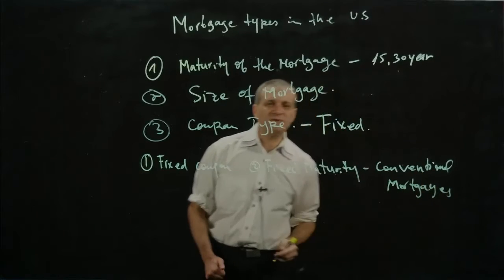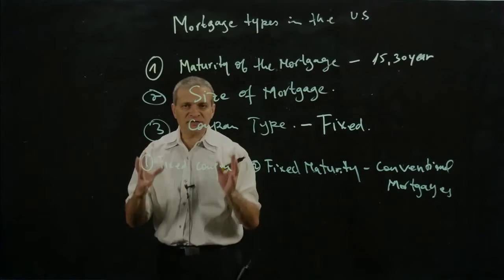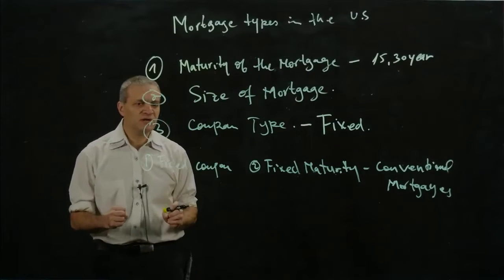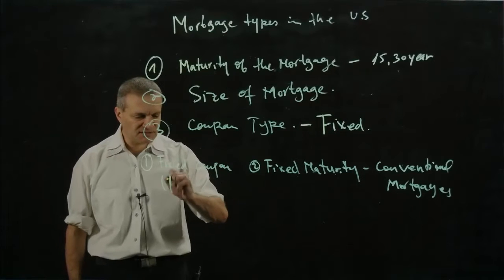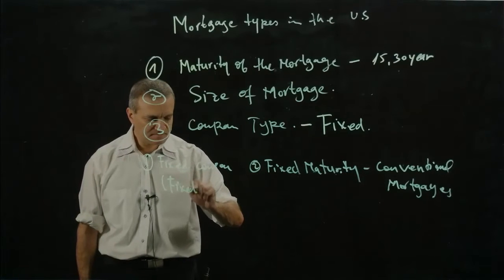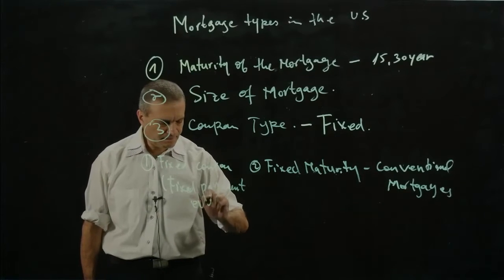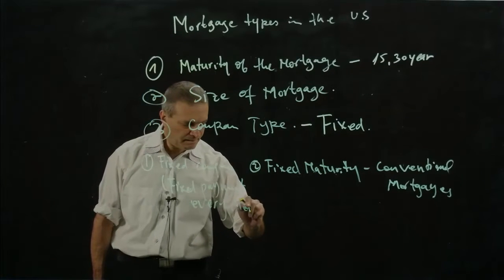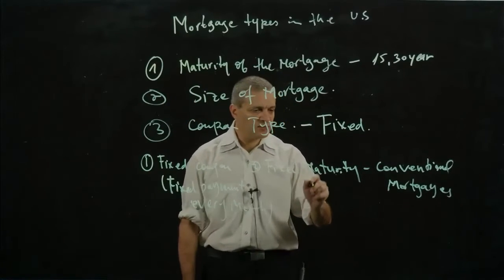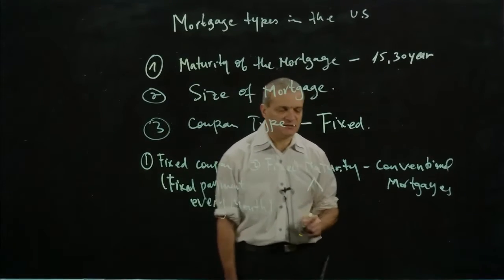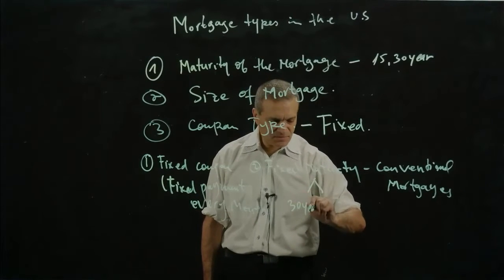So for example, when you go to the bank to shop for a mortgage, most of the banks will offer you a mortgage with a fixed coupon. It means that you have a fixed payment every month. And with fixed maturities. And what are the most common maturities in the United States? They're either 30-year or 15-year.